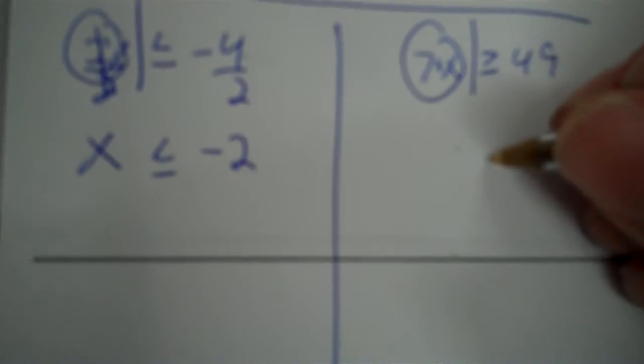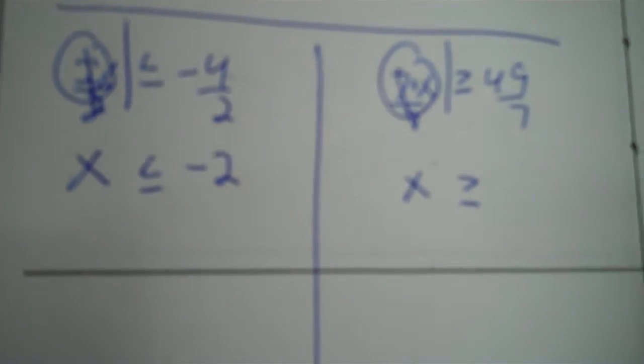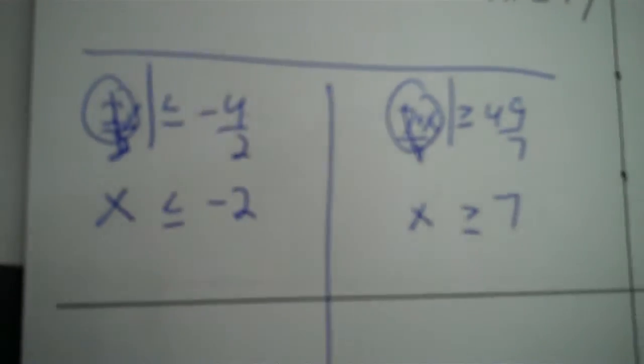Meanwhile, on the other side, we have to divide by 7, so the sign will not change. Divide each side by 7, and we have x is greater than or equal to 49 divided by 7, which is 7.